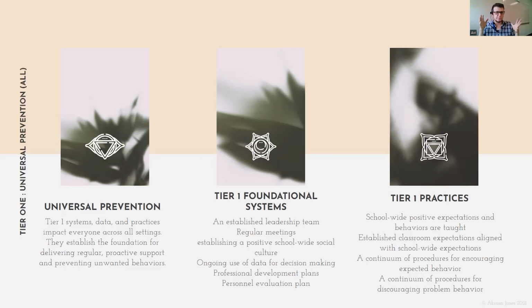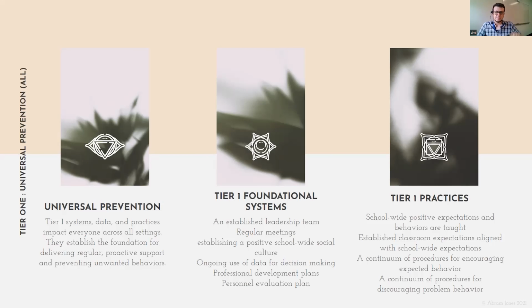Okay, what are the systems that make this happen? An established leadership team, regular meetings, establishing a positive school-wide social culture, ongoing use of data for decision-making, professional development plans, PD plans, training, and personnel evaluation plans. So right in the middle of this one, we have regular meetings, establishing a positive school-wide social culture. This is the distributed nature that I've mentioned twice already.